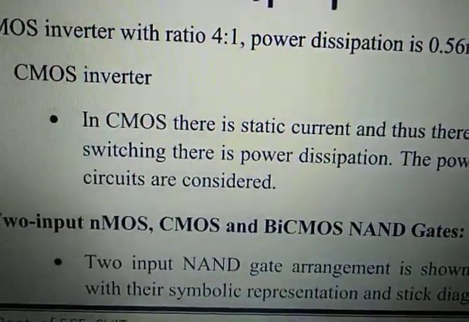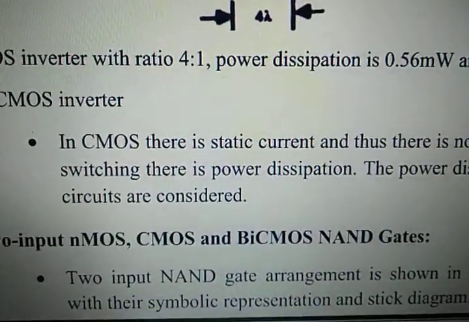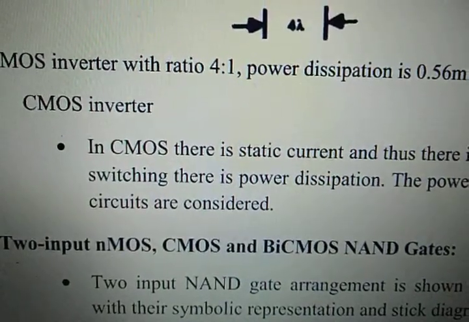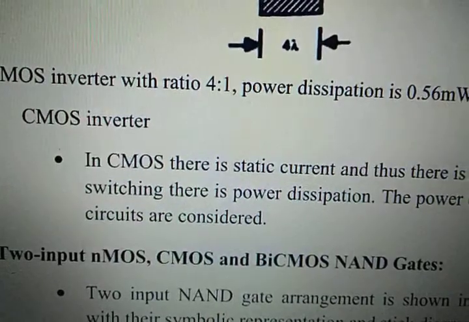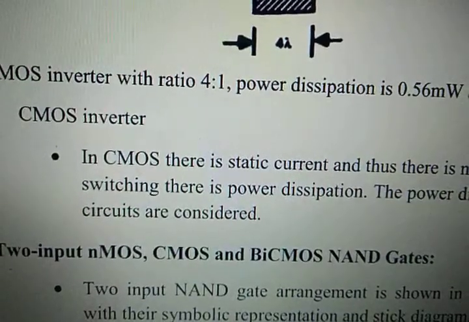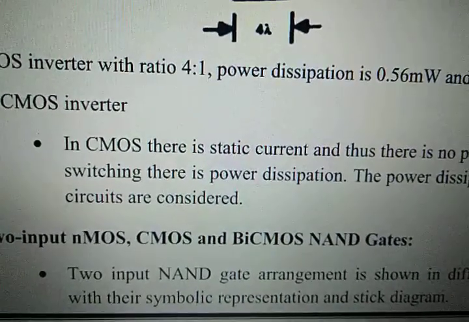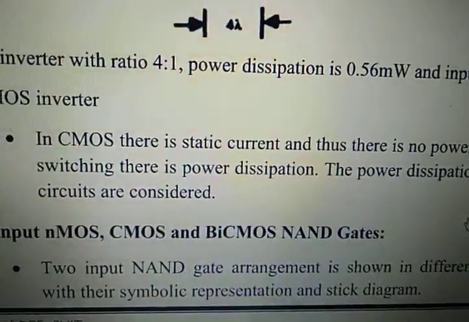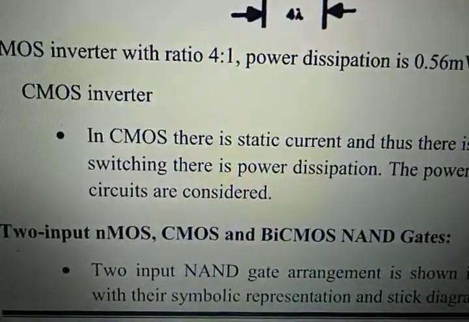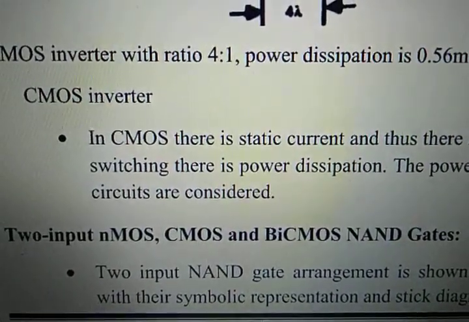Good afternoon, students. The next topic is the two-input NMOS, CMOS and BiCMOS NAND gate. I already sent the pictures with the circuit diagram and stick diagram with color. Go through them once, and then you will come to know the circuits and stick diagrams. The two-input NAND gate arrangement is shown in different technologies along with the symbolic representation and stick diagrams. Here we are using the NAND gate with three different technologies, that is NMOS, CMOS and BiCMOS.